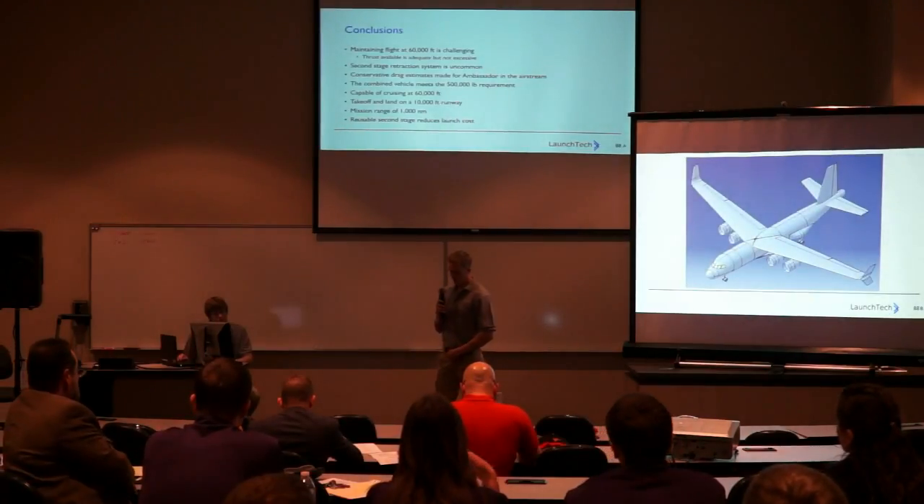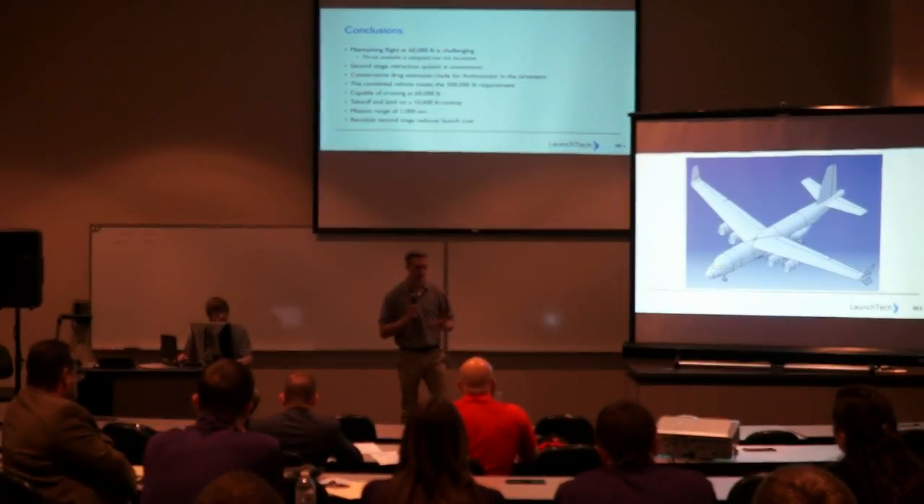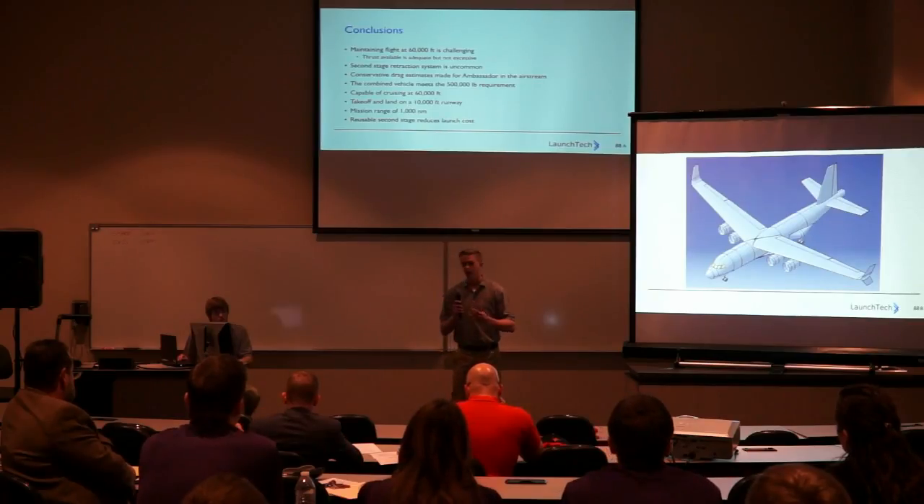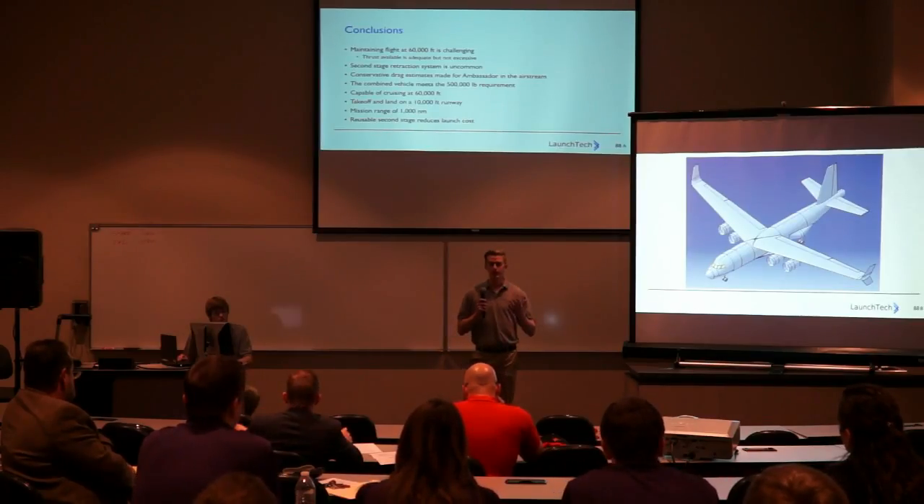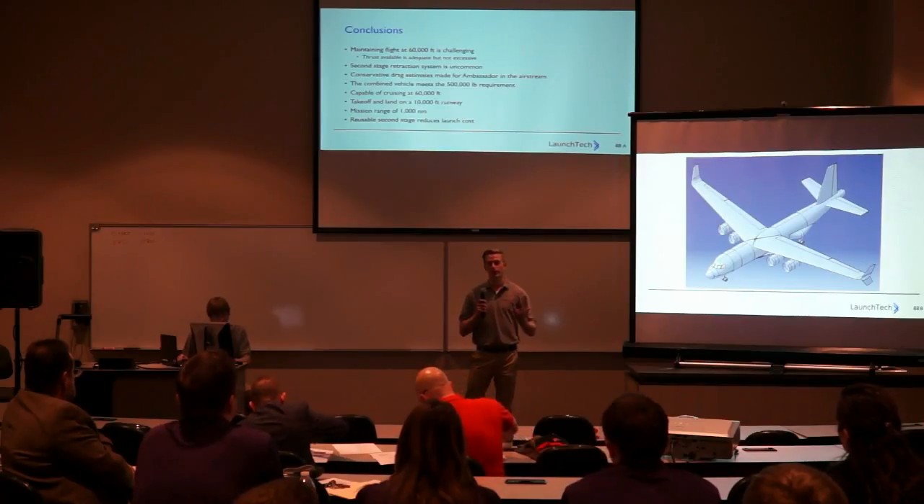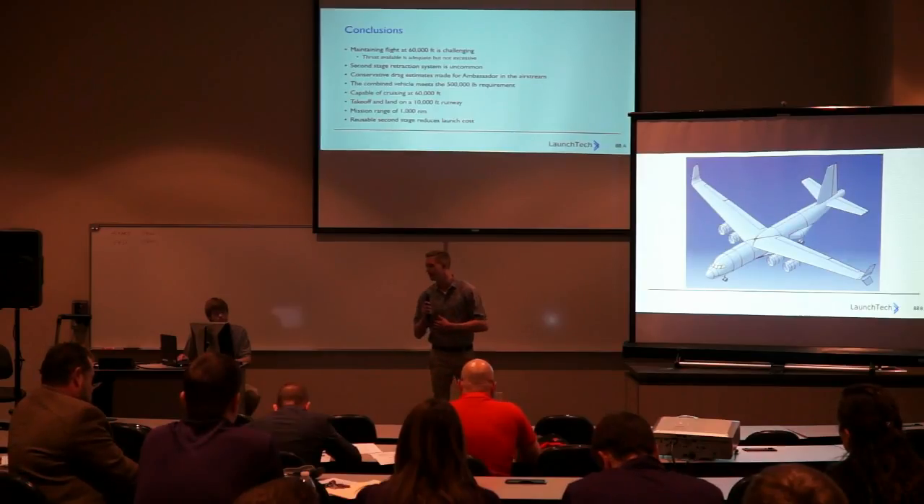So now some conclusions and recommendations that have come from this phase of the design. First off, we've concluded that maintaining flight at 60,000 feet is challenging. As you've seen, the PT-1 has 4 very large engines and a very large wing, but we do have the thrust available at 60,000 feet in order to maintain flight. But we have a small range of velocities that we can fly over at this altitude.